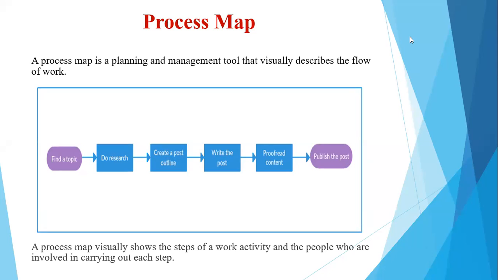So that's where we will be having interesting process maps or SOPs that you could come up with. Okay. So a process map, as it is defined, is a planning and a management tool that managers use to plan and to manage, that visually describes the flow of work, to plan the work as well as to manage or to control the work. So that's where a process map could be utilized.